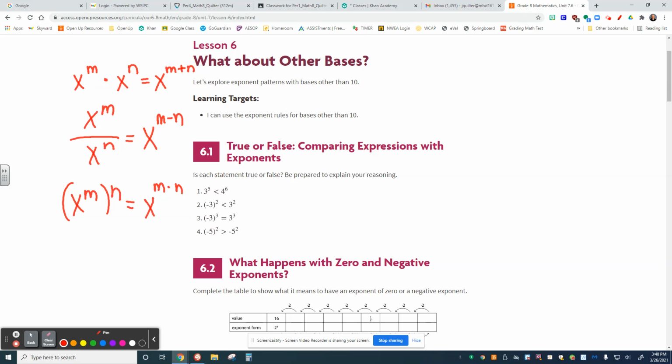So we're going to extend this lesson a little bit more to follow a few other pieces. We're going to see what happens with zero and negative exponents. And we'll go from there.